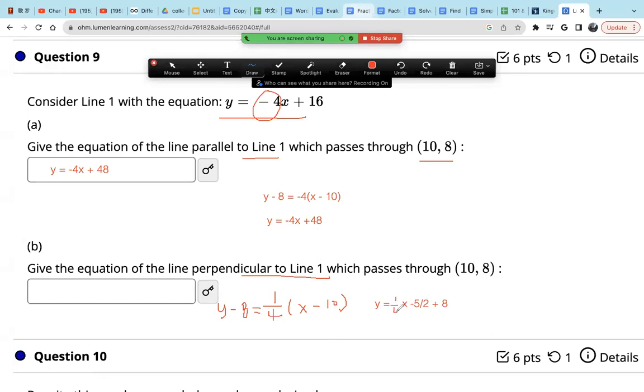Quarter of x. Then we'll combine those two numbers. The 8 is 16 divided by 2. 16 divided by 2 minus 5 over 2. 16 minus 5, that's 11. So the answer should be y equals 1/4 of x plus 11 over 2.